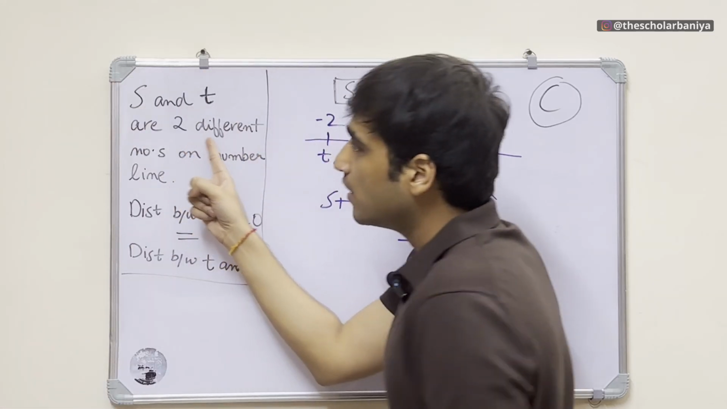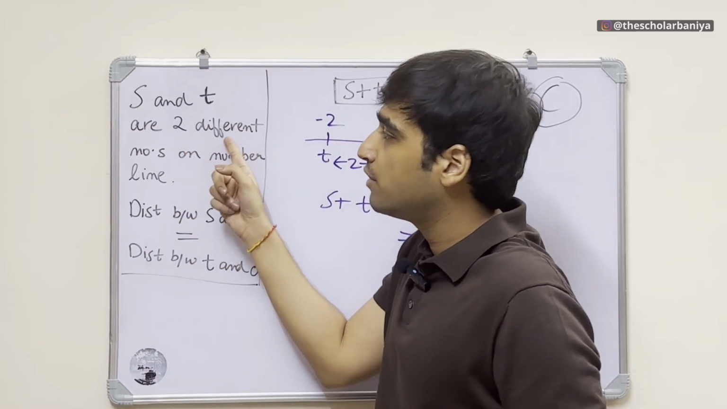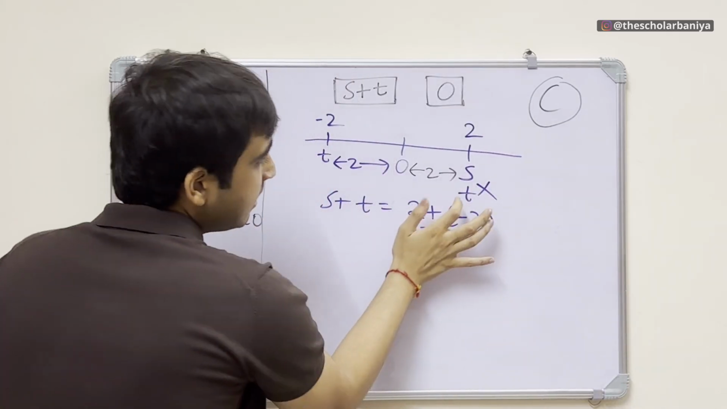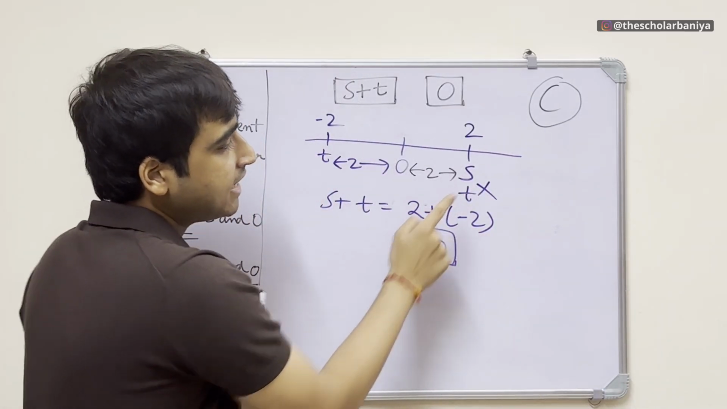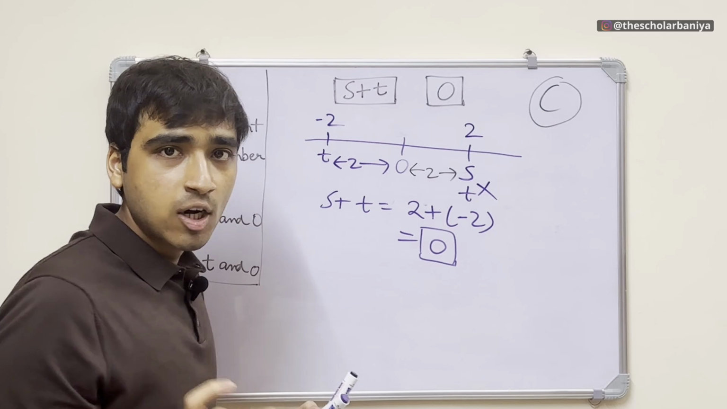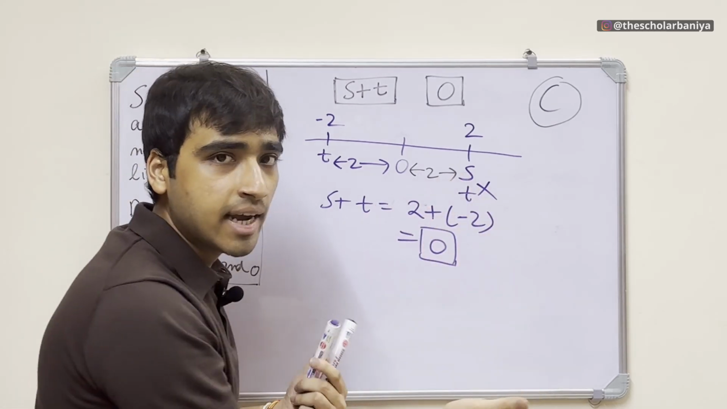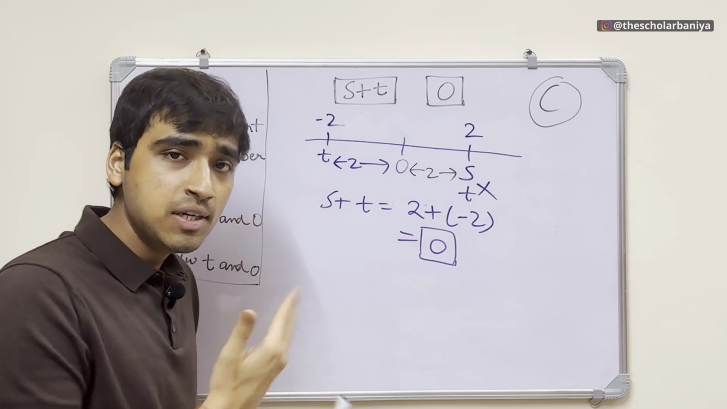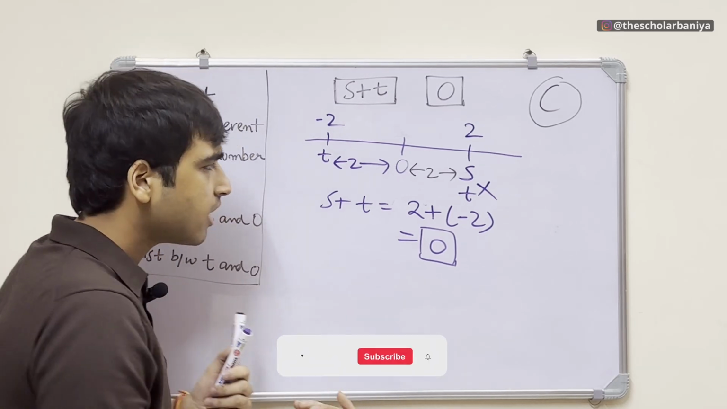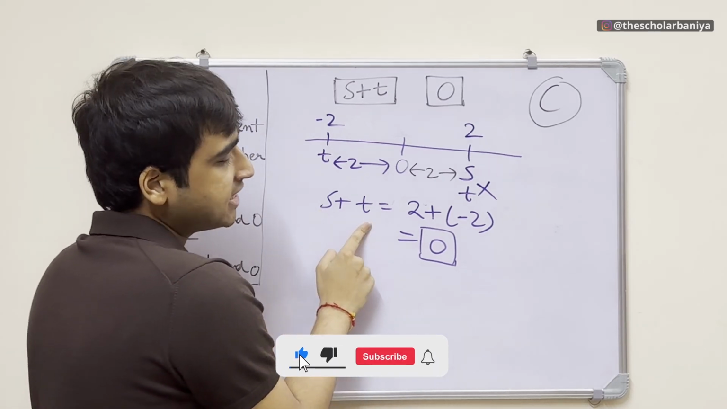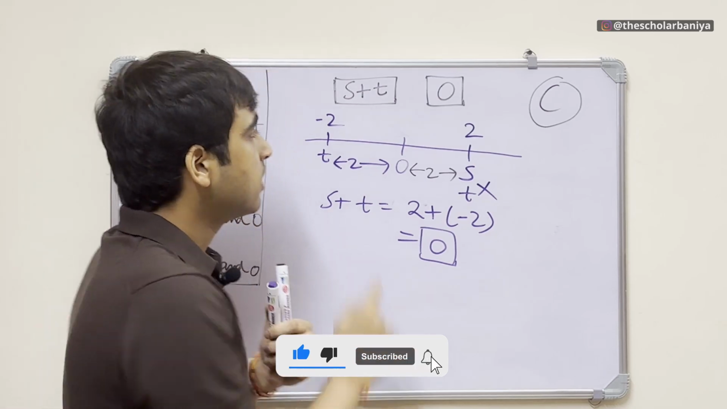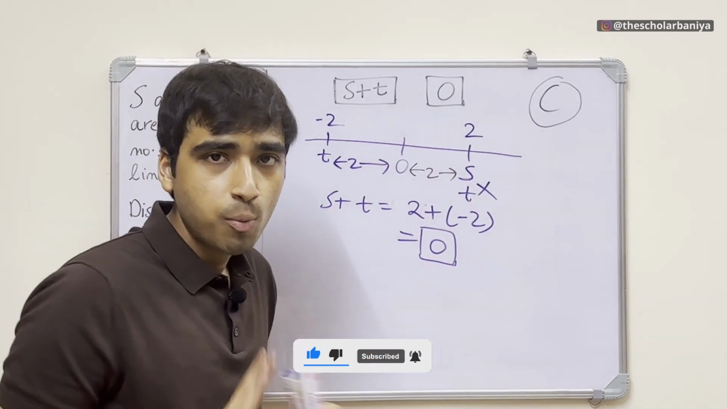If the word different was absent, if the word different was not present over here, then this case would be possible, where S and T are basically the same thing. But right now, since we know S and T are two different numbers, so if S is on one side of the number line, then T has to be automatically on the other side of the number line, right? So one is positive, one is negative, so your final answer is 0. That is why the answer is C. I hope this should be clear.